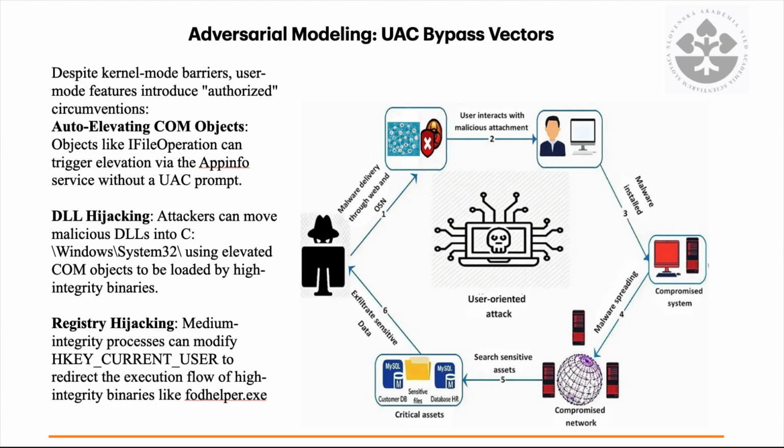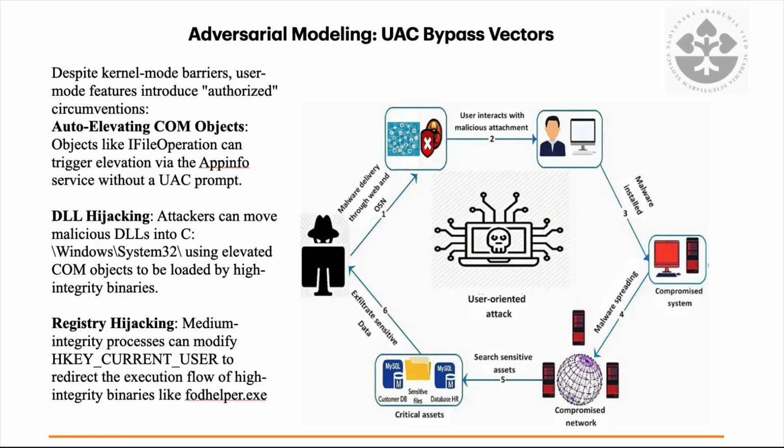Now, the adversarial modeling, the user access control defeat. How it works? Most of the time, despite kernel mode barriers, user mode features introduce authorized bypasses. And what I mean by that, let's take it step by step. Auto-elevating COM object. This is an object like IFileOperation that can trigger elevation via the AppInfo service without the user access control prompt. And then also dynamic link library hijacking can occur.